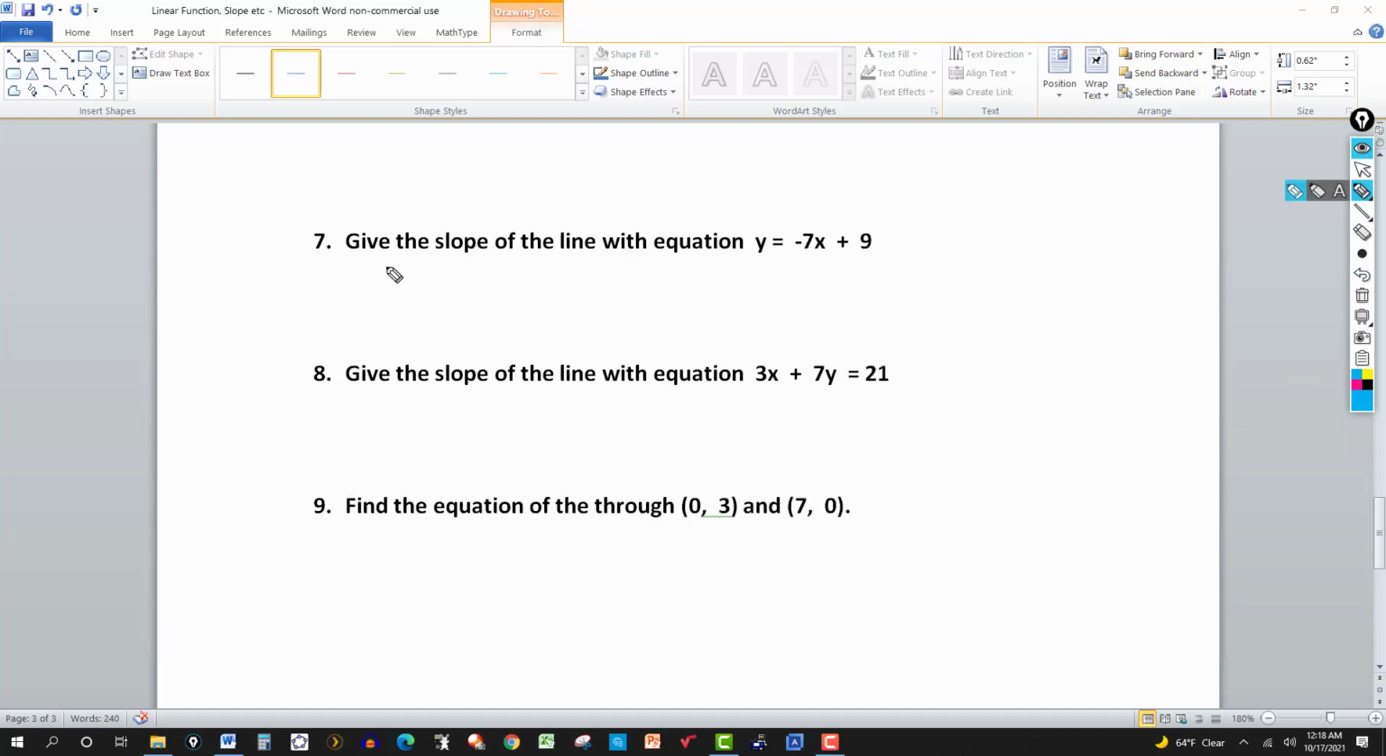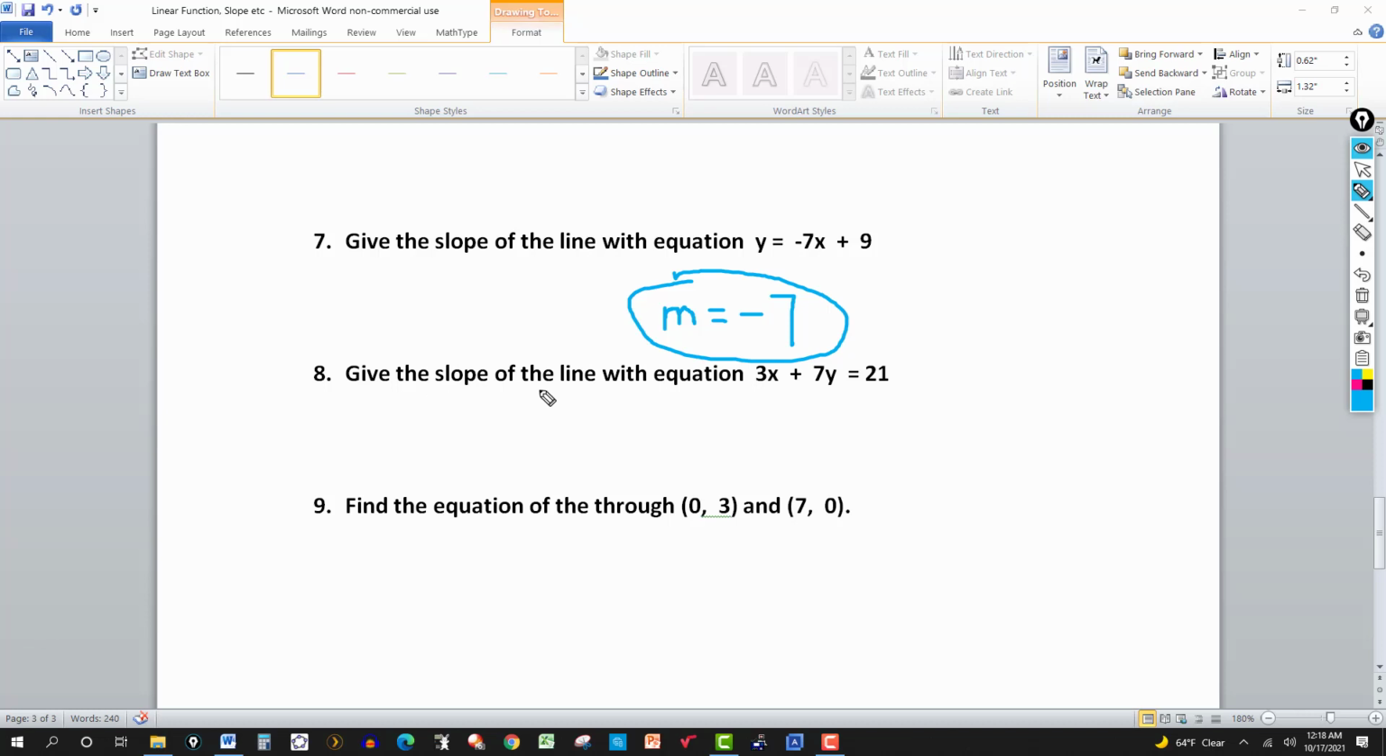This one's straightforward. Give the slope of the line with equation y equal to -7x plus 9. Well, it's solved for y. So remember, if you have the equation solved for y, whatever multiplies the x is your slope. So no problem here. y equal to -7x, so -7 is your slope.